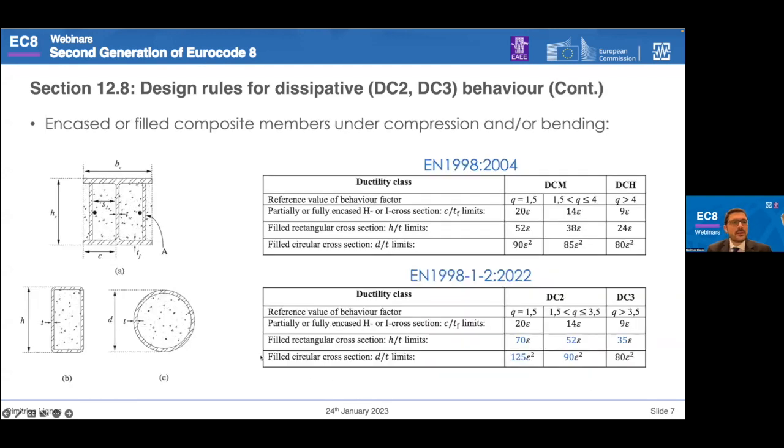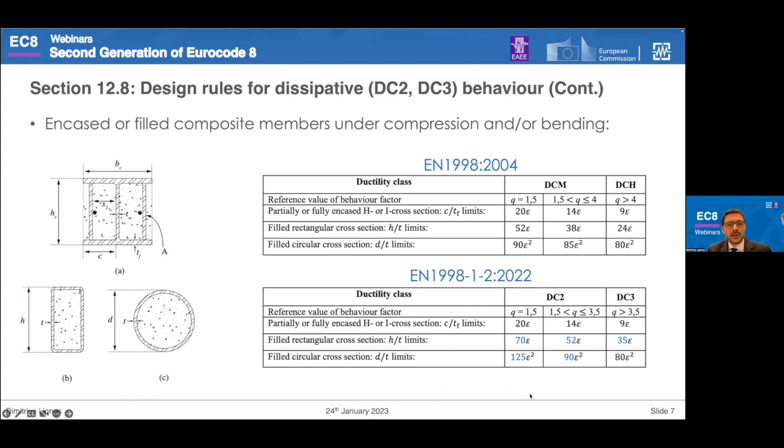So if you want to get an idea here for encased or filled composite members under compression and bending and appreciate the differences with the current standard, the highlighted blue values essentially show the differences in the new limits. And while for partially or fully encased H or I cross sections the limits are the same, the new limits on filled tubes are generally more relaxed, providing flexibility to the designer to select a rich range of cross sections that are standardized in the respective design for a given Q factor.